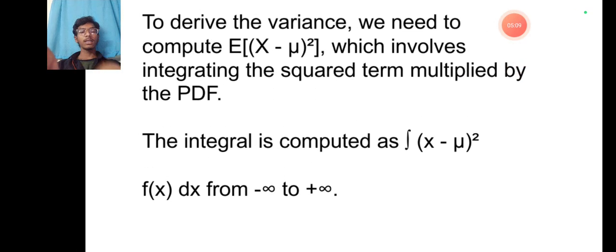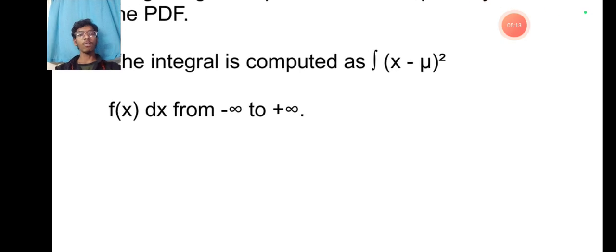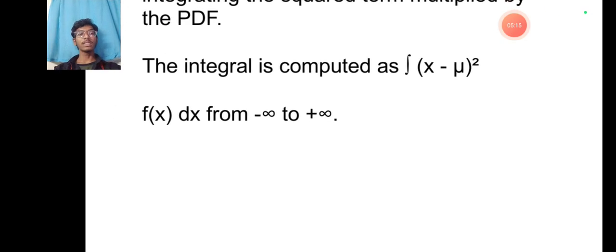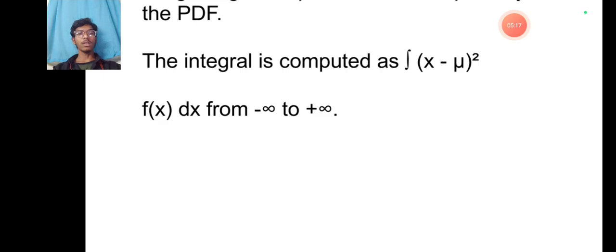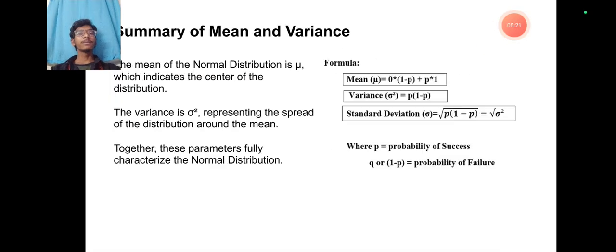some topic or some example. Here we can learn about the dx form from that, and it means the value of f(x) dx is from minus infinity to plus infinity. And the summary of mean and variance.